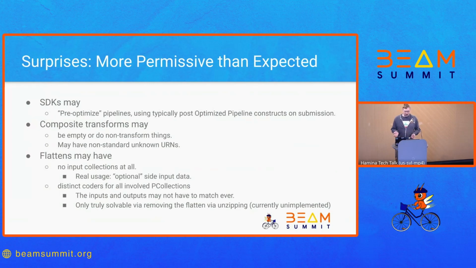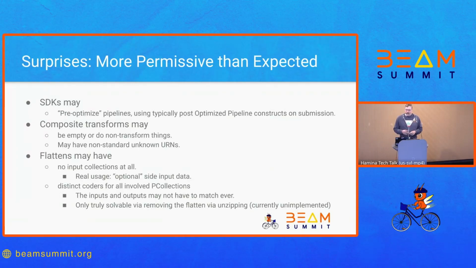In terms of general Beam things, it turns out Flattens are allowed to not have any input collections at all. There is an actual good use for this though, having optional side input data. But the important thing to note is that we need to end up treating a Flatten in that respect kind of like an Impulse, in that it needs to be set to infinity and be able to not block the transforms that are depending on those side inputs.